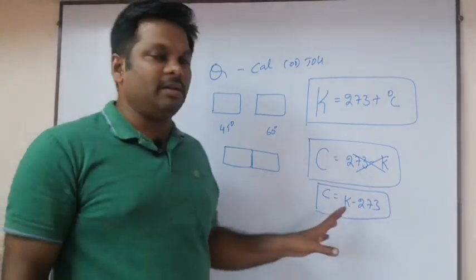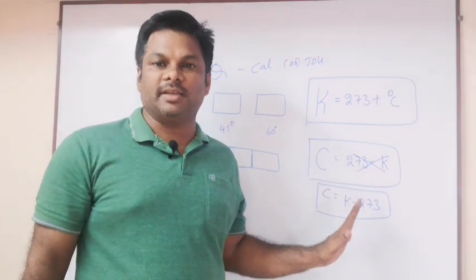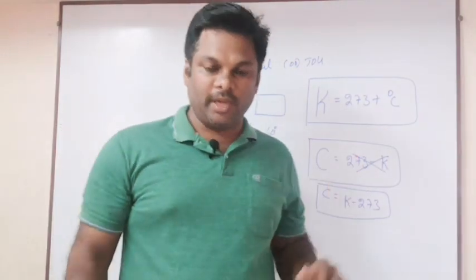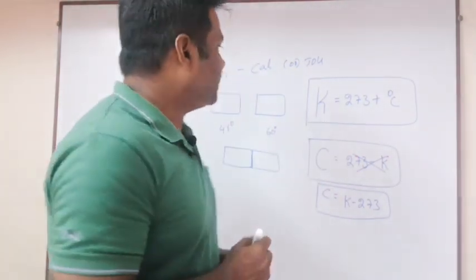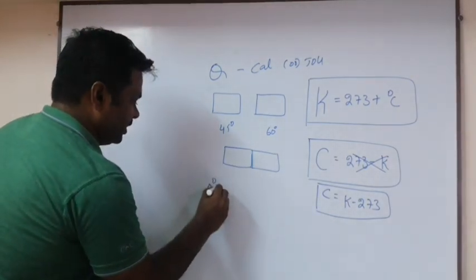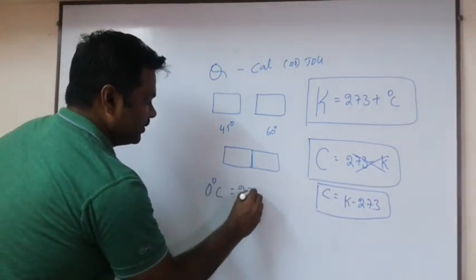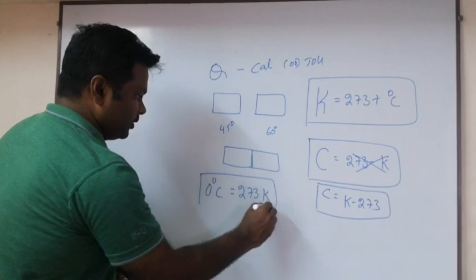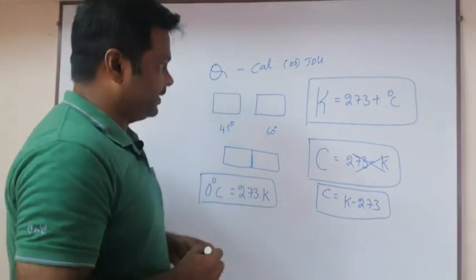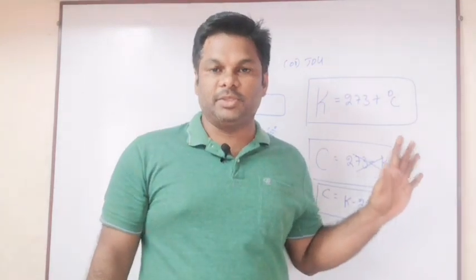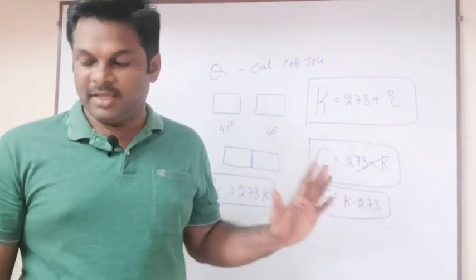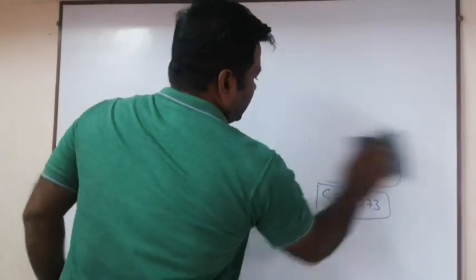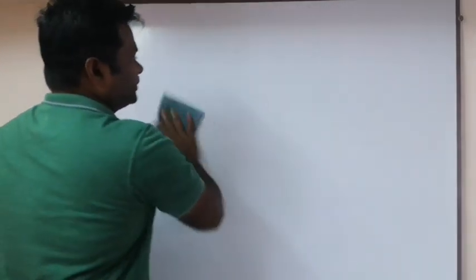So this is the relation between the Kelvin scale and the degree centigrade scale. By using these two you can convert. And one more thing here: 0 degree centigrade always equals 273 Kelvin. You need to remember these points, all these points from the previous class. So today I will give you one more point and a small activity to understand that point.